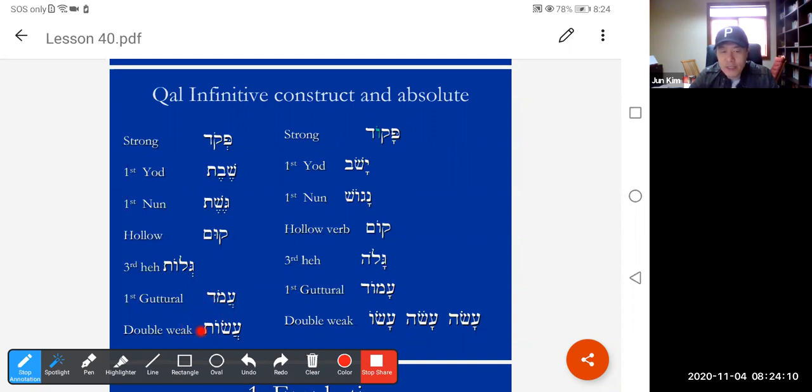Double weak verb, it's the same. So it's going to be a combination of first guttural plus third he. So the taw is there and the composite shewa is there. Anyway, this is it. But what about the other weak verbs for infinitive absolute?